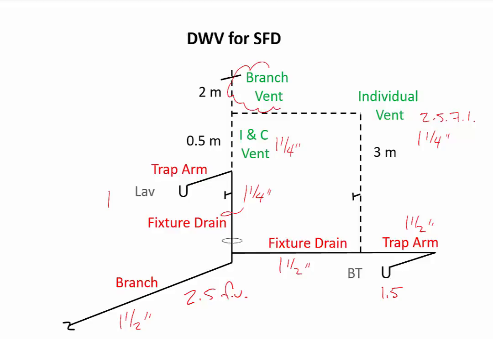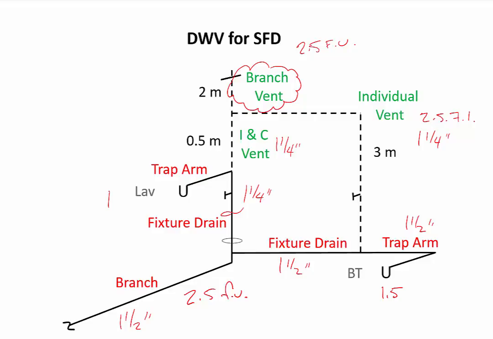Now here we have a branch vent. Branch vents are made up of minor vents. And branch vents are sized from table 2583. And checking table 2583, you can see that that table requires length and load. Now, the load on this branch vent is the load of all fixtures that are getting their air through the branch vent. So in this case, it's 2.5 fixture units is the load on the branch vent.